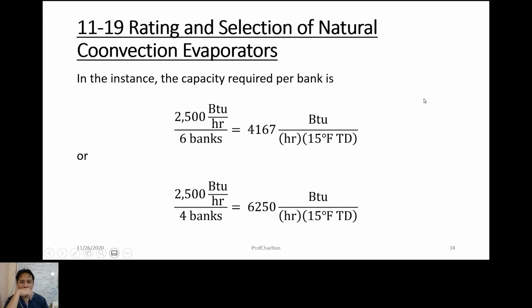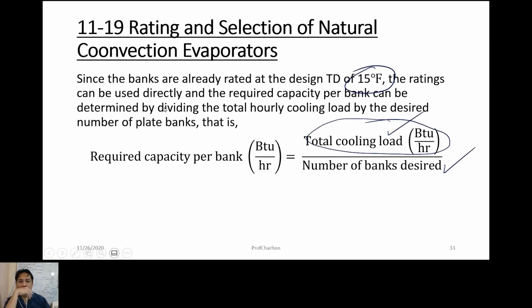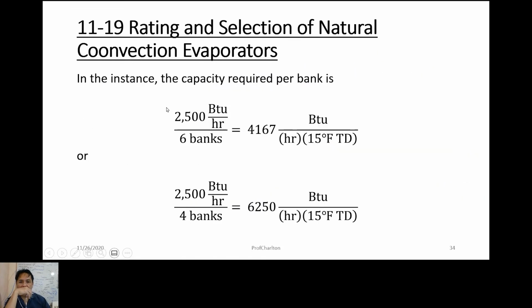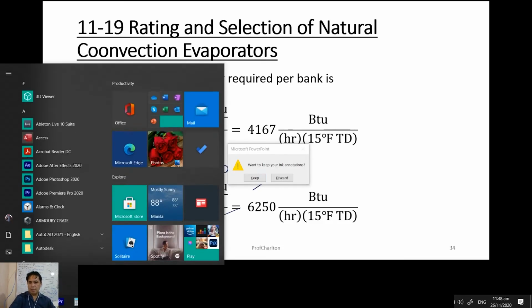So 6, 20, I think nagkamali dito, no? 25,000. It should be 25,000, right? So this should be 25,000, no? Babaguhin natin. So 25,000 divided by 6. So we will have this much, 4167, no? And 4 banks, we have 6250, no? So the total is 25,000.